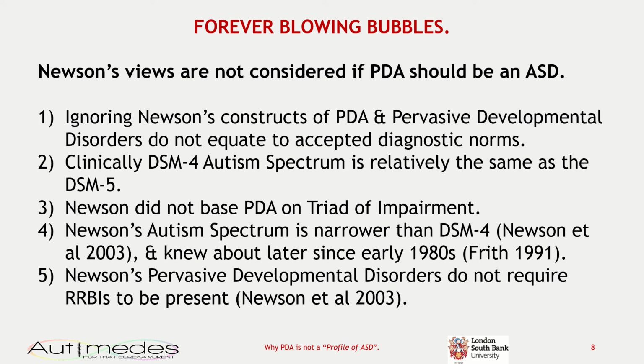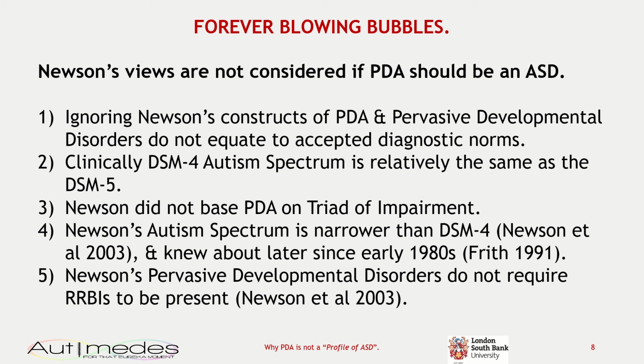Moving back to Newton's work. As I said, she conceptualized the autism spectrum to be narrower than DSM-4, and she did know about the autism spectrum in the early 1980s because she diagnosed about 80 autistic adults with basically the equivalent of Asperger's syndrome. Also, Newton's pervasive mental disorders diagnostic group did not require categories within it, like PDA or specific language impairments, to have restrictive repetitive behaviours and interests, which autism has.